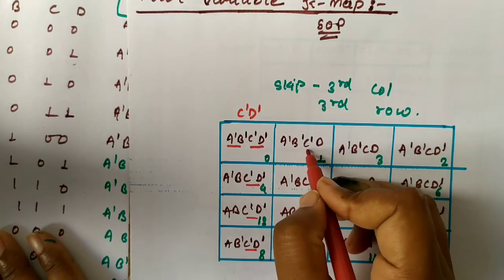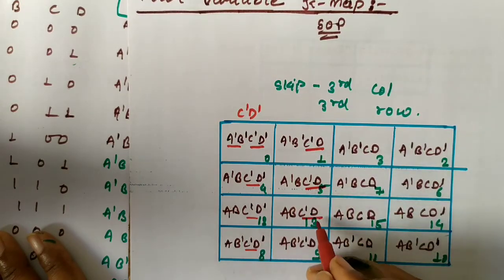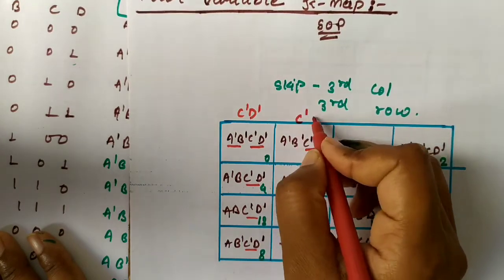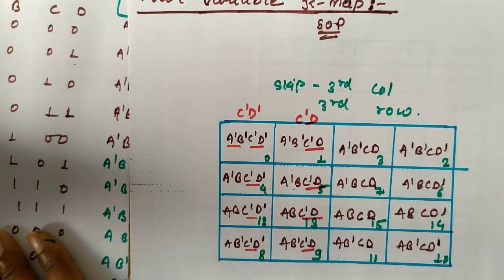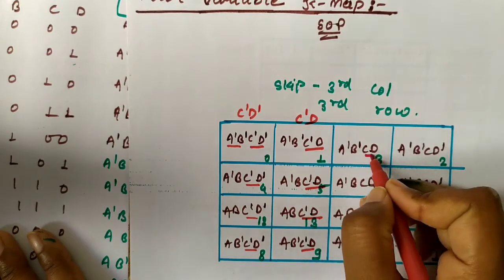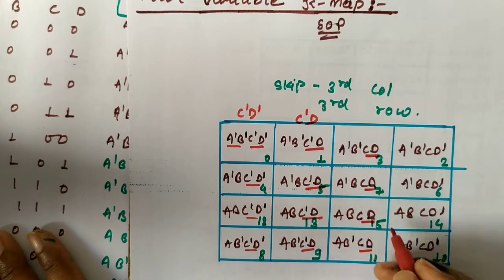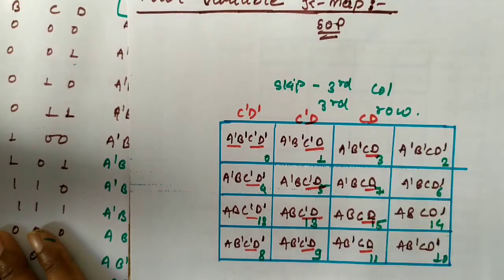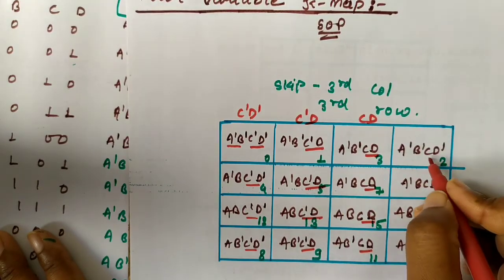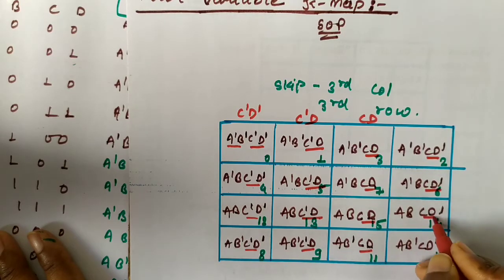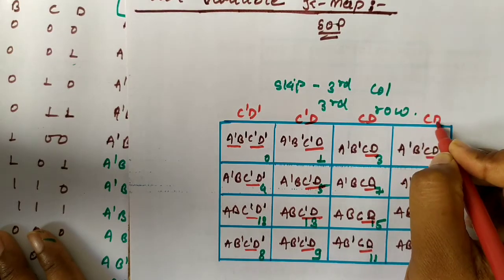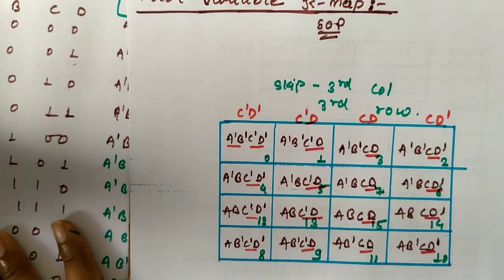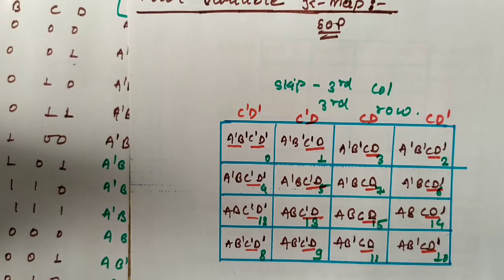And the next one is C, D dash, C dash, D, C dash, D, C, D dash. So we have to write C dash D. And the next one is again CD, CD, CD, CD. So we have to put a CD. And this one is CD dash, CD dash, CD dash, CD dash. So take a CD dash. Clear that? For the next, for the row, again we take a common value.